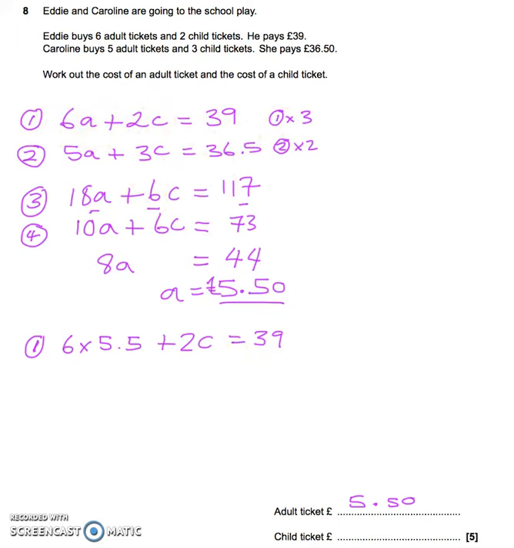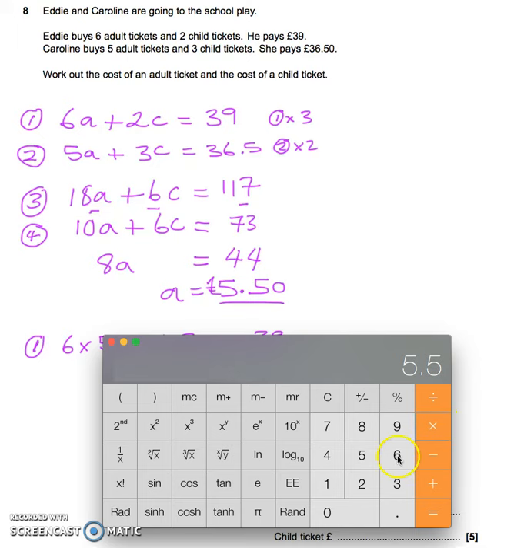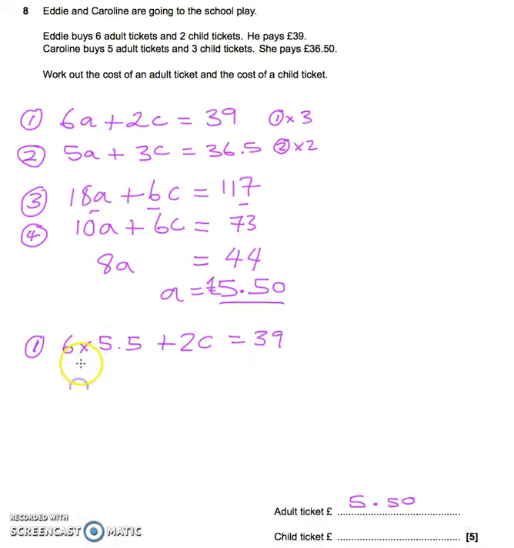So 6 times 5.5, let's do that. Multiply it by 6 equals 33. 33 plus 2 lots of children's tickets equals £39. I need to make C the thing on its own in this equation, so let's solve the equation, a simple linear equation now. Take away the 33 from both sides gives us 2C equals 6, and then we divide both sides by 2 and we get C equals 3. We've solved the equation, and we found out that the child ticket is £3.